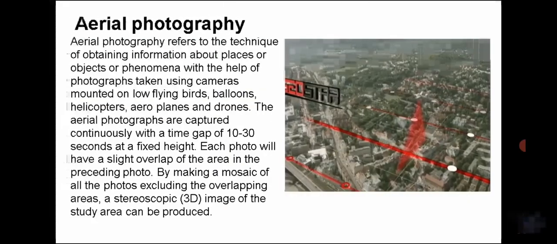Aerial photography. Under remote sensing, we have aerial photography. Aerial photography refers to the technique of obtaining information about a place, object or phenomena with the help of photographs taken using cameras mounted on low flying birds, balloons, helicopters, aeroplanes, and drones. The aerial photographs are captured continuously with a time gap of 10 to 30 seconds at a fixed height.